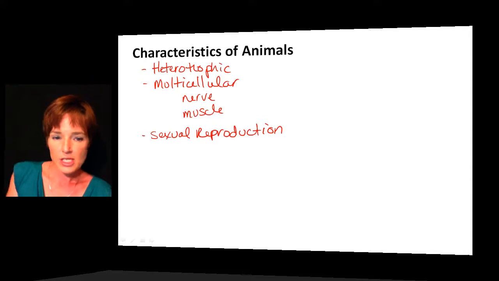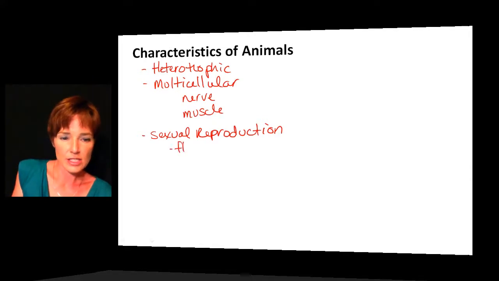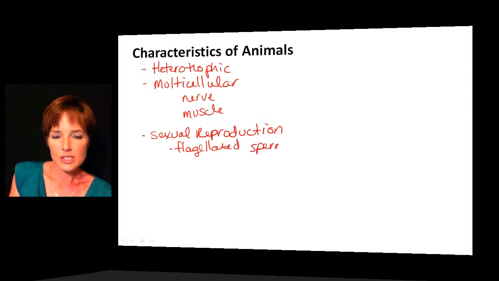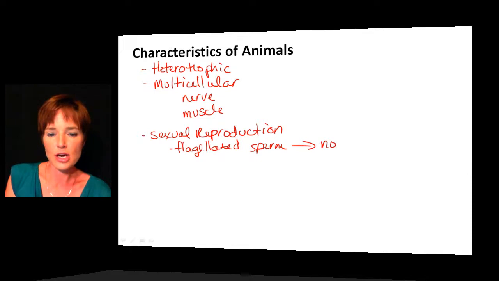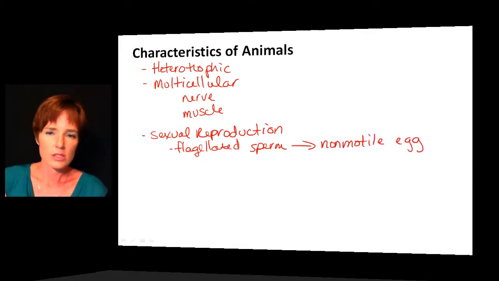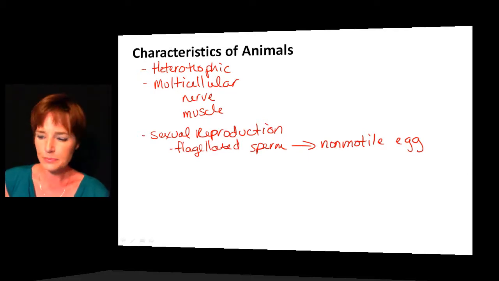So with this, we're typically going to have a flagellated sperm. And that flagellated sperm is going to fertilize a non-motile, non-moving egg. So that's the typical scenario. We will have male and female organisms. In some cases, we will have hermaphrodite organisms where they have both the male and female sexual organs as well. But it's a flagellated, moving sperm that's going to swim to a non-motile egg.